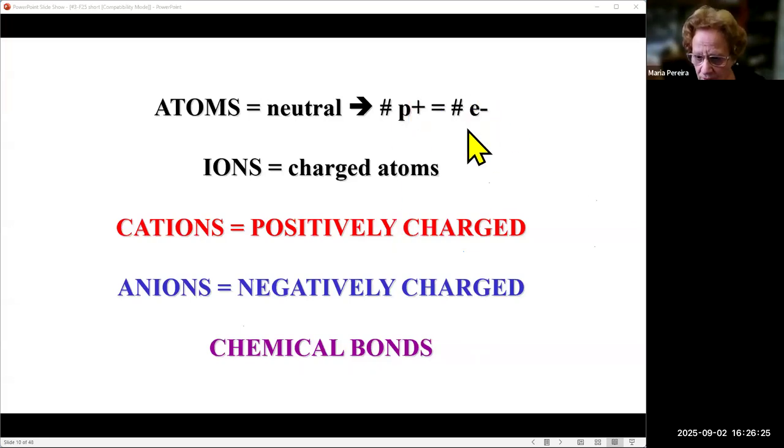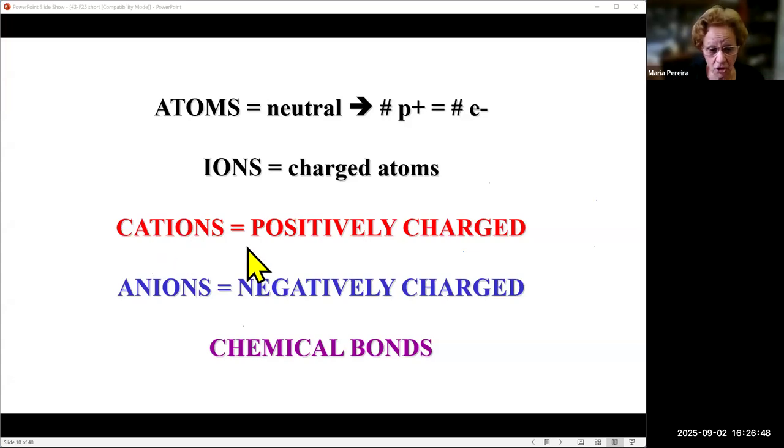Okay, so until now, we talked about neutral atoms in which the number of protons equals the number of electrons. But now we switch to ions. Ions are atoms in which the number of protons is not the same as the number of electrons. Therefore, they become charged. They can be positively charged or negatively charged.